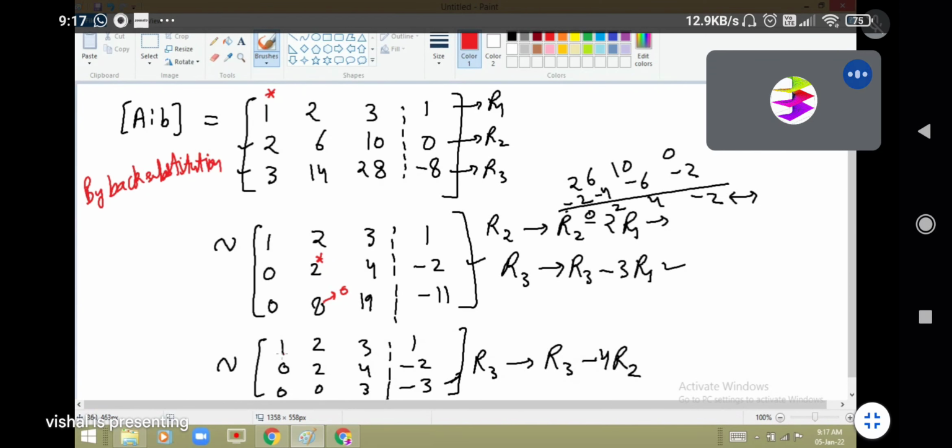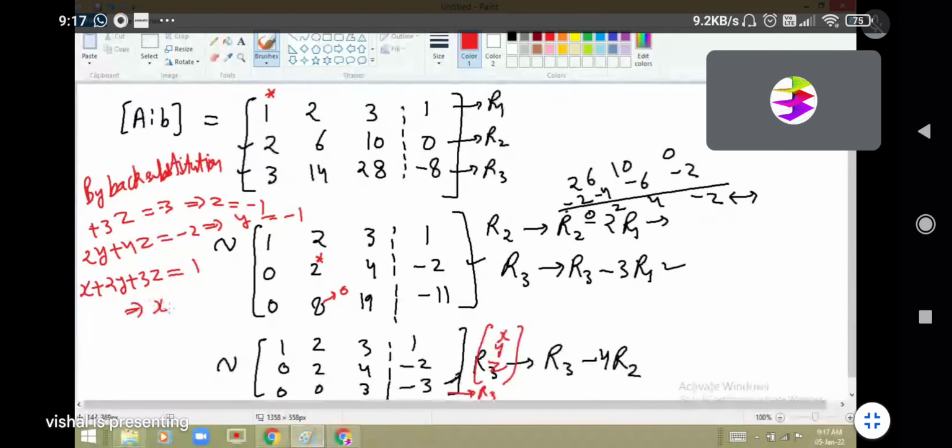So what will we get? If we multiply this by x, y, z, we get the equations. From R3 we get 3z is equal to minus 3, that means z is equal to minus 1. From R2 we get 2y plus 4z is equal to minus 2. This implies y is equal to minus 1. From x plus 2y plus 3z is equal to 1, this implies x is equal to 2. So x equal to 2, y equal to minus 1 and z equal to minus 1.